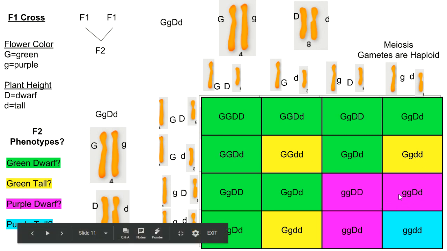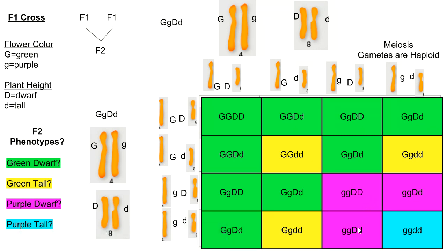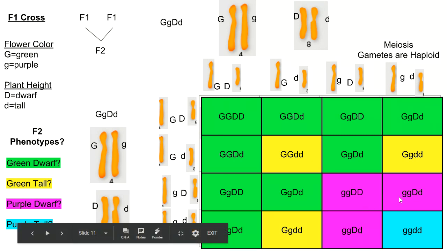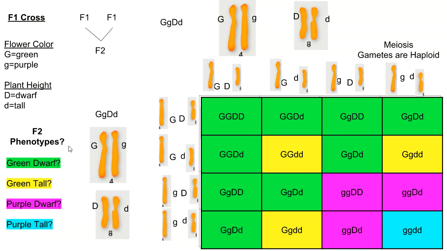Here, these ones are purple because it's little g, and they're dwarf because they have at least one big D. To get purple tall, it has to be little g, little g, little d, little d. So this would be a 9 to 3 to 3 to 1 ratio of offspring for the different phenotypes. And that's eventually where we need to get with your ability with making Punnett squares.